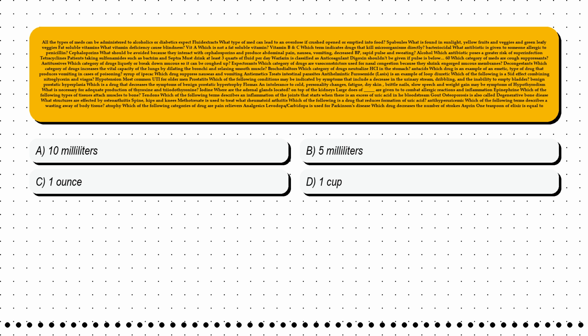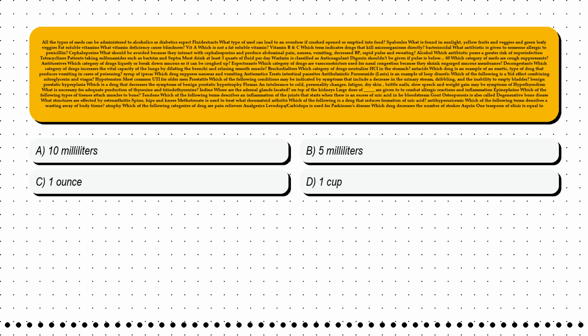Antacids. Which drug is an example of an emetic type of drug that produces vomiting in cases of poisoning? Syrup of ipecac. Which drug suppresses nausea and vomiting? Antiemetics. Treats intestinal parasites? Antihelmintic. Furosemide, Lasix, is an example of a loop diuretic. Which of the following is an adverse effect of combining nitroglycerin and Viagra? Hypotension. Most common UTI for older men?